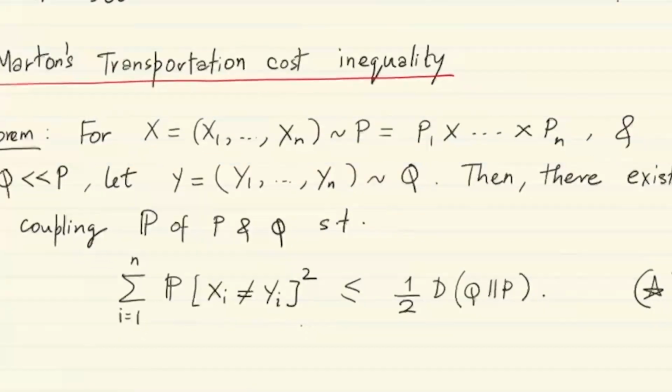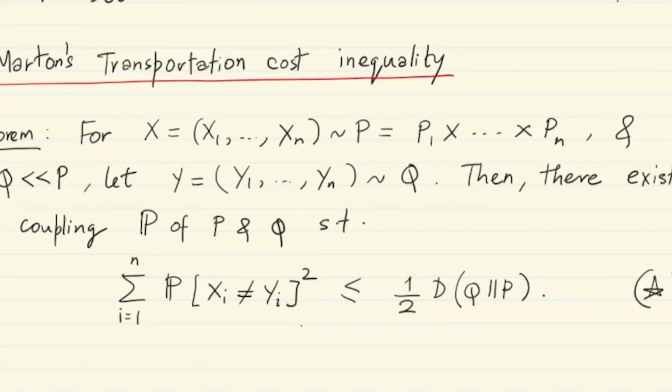So here's Marton's transportation cost inequality. It says that if you have a bunch of random variables x1 through xn distributed independently according to the joint measure P, with the ith marginal of P being denoted as Pi, P1 through Pn, and Q is any absolutely continuous distribution with respect to P for the set of random variables x1 through xn.